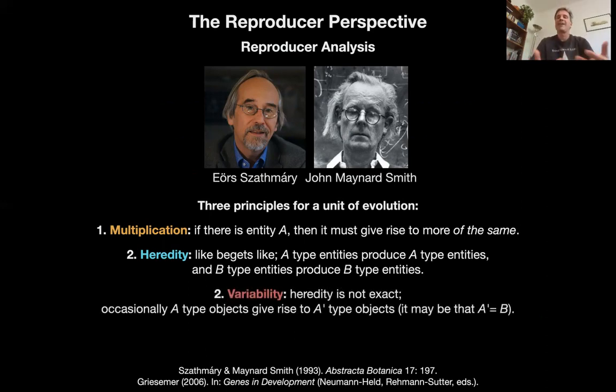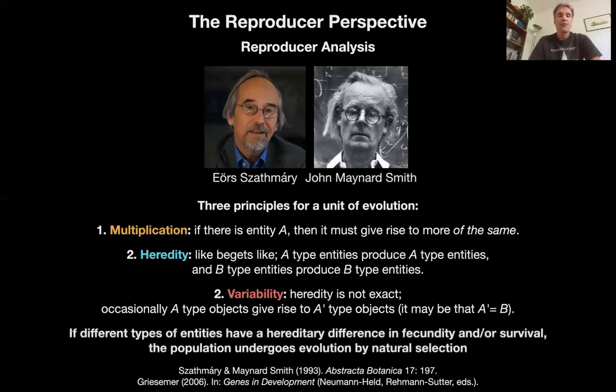Variability: heredity is not exact. Occasionally type A objects give rise to type A prime objects, and it may be that A prime equals B, actually. That's just arbitrary, basically. So if different types of entities have a hereditary difference in fecundity, meaning how many of them, or how fast they reproduce, and or survival, how many of them actually manage to reproduce, then the population undergoes evolution by natural selection. Very similar to Lewontin's three principles, but multiplication is worth looking into in a bit more detail.